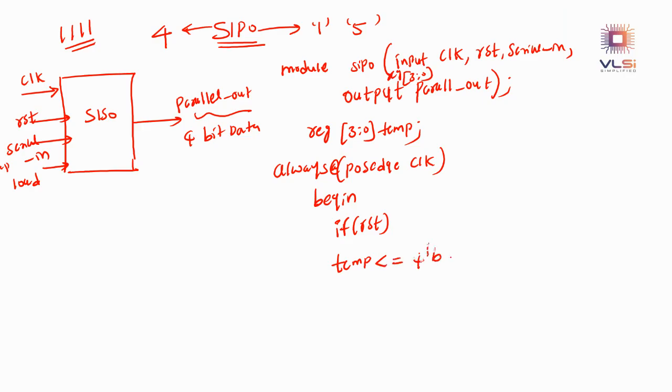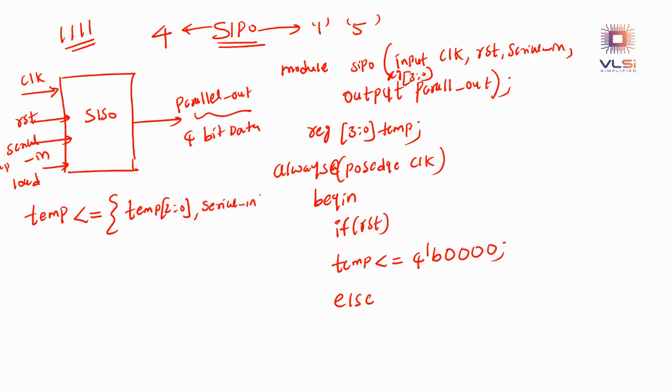Else, okay, the same left shift. So for left shift, here I'm writing temp, which is equal to temp 2 down to 0. So this will be shifted. That means whatever the shifted data, that will come in the next bit, and serially you are inserting the data, serial in. This is nothing but left shift.